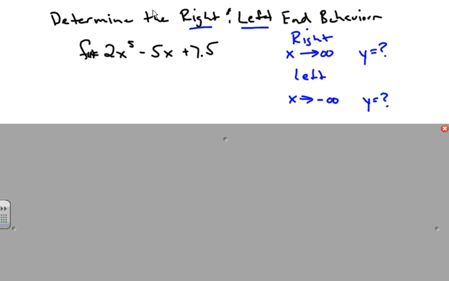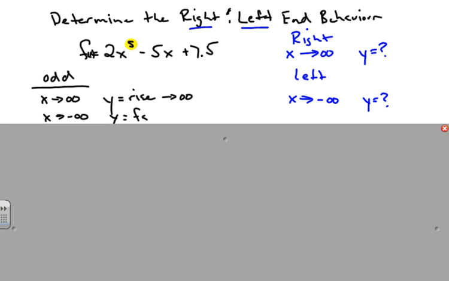When you have an odd degree polynomial, like what we have right here, x to the 5th degree, the y values will rise as x goes to positive infinity. So the y values are approaching positive infinity. As x goes to negative infinity, the y values will fall. That means they go to negative infinity. So as you go in different directions, they rise and fall.